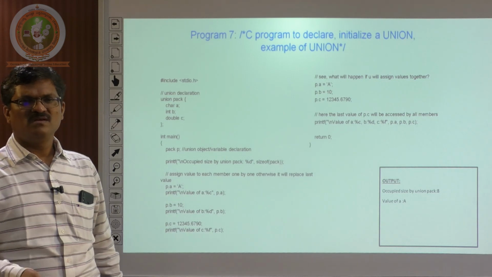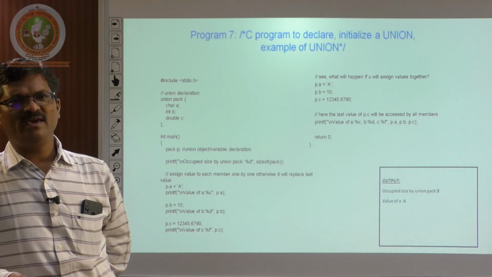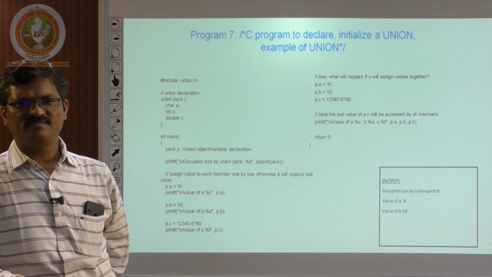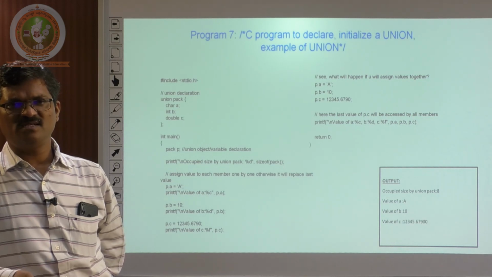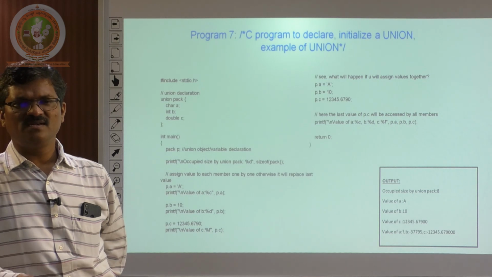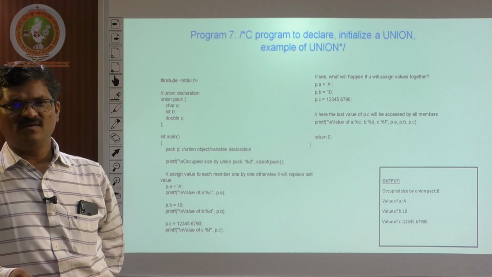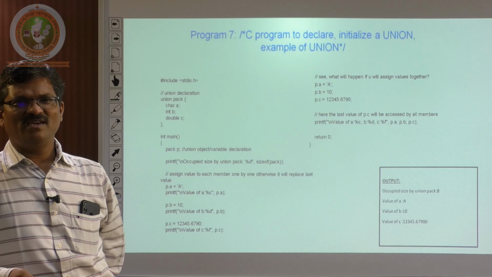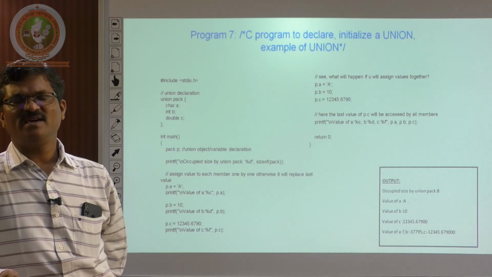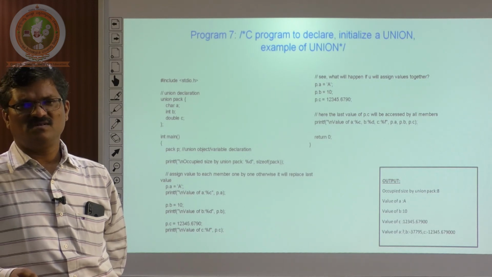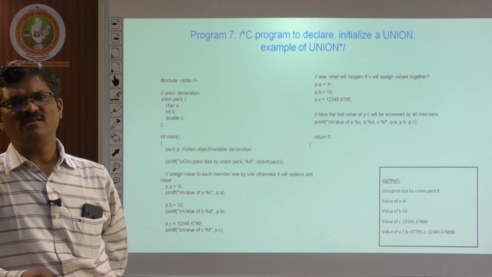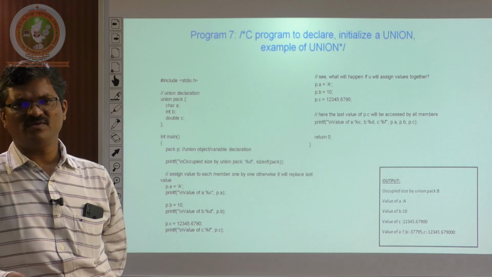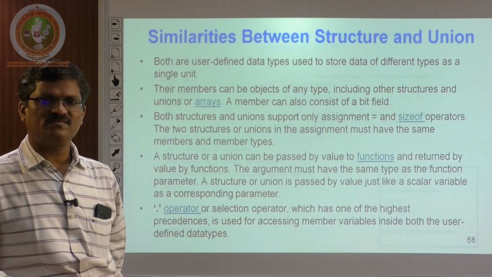And then individual values of variables A, B, C were assigned. P dot A equal to A, P dot B, this assignment will lead to again some problem, because on assignment of the second value the first will be overwritten. Because of that, A and B will represent some other value, not the actual values.